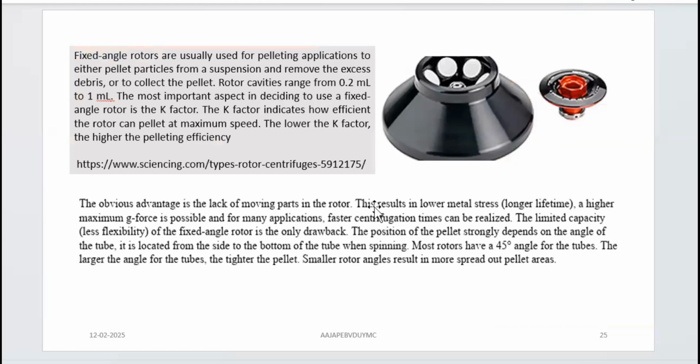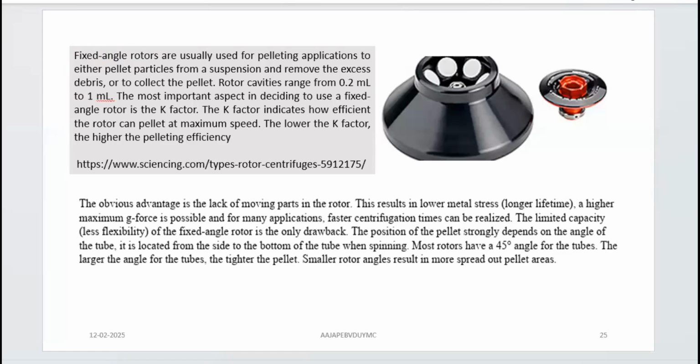So here it is about fixed angle rotors, which we have talked about just now. One more concept here is the K factor, and this K factor is going to talk about efficiency. What the K factor is, how it is calculated, what its effect is, we will see in the next slides. But now let's talk about vertical rotors.